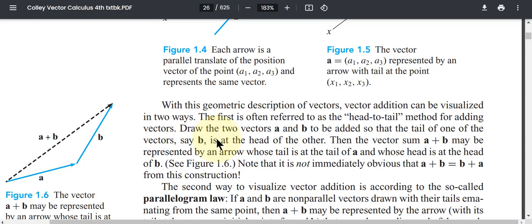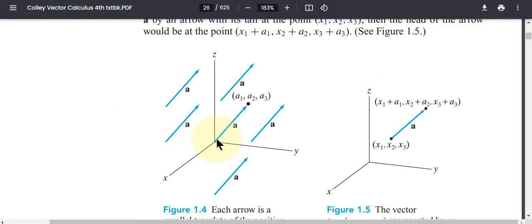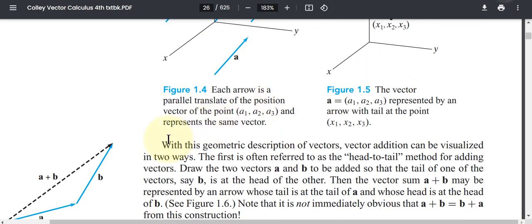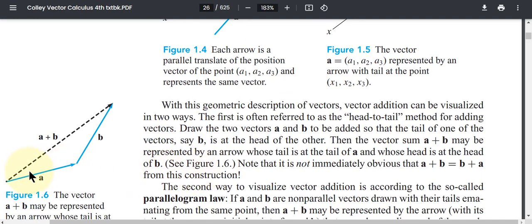Okay, now remember though that we had talked about adding two vectors. So what does it mean geometrically when we add two vectors? So that's what we might want to think about. So she says, with this geometric description of vectors, vector addition can be visualized in two ways actually. So the first one is called the head to tail method for adding vectors. So here it is. So here's a vector A and a vector B.